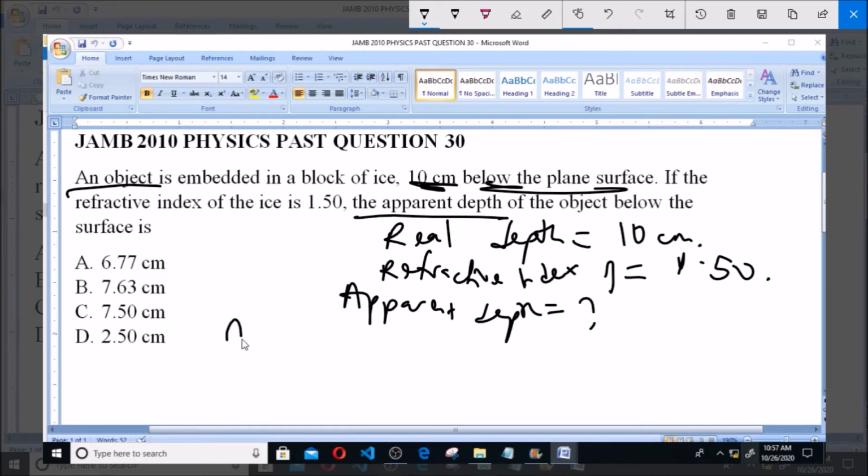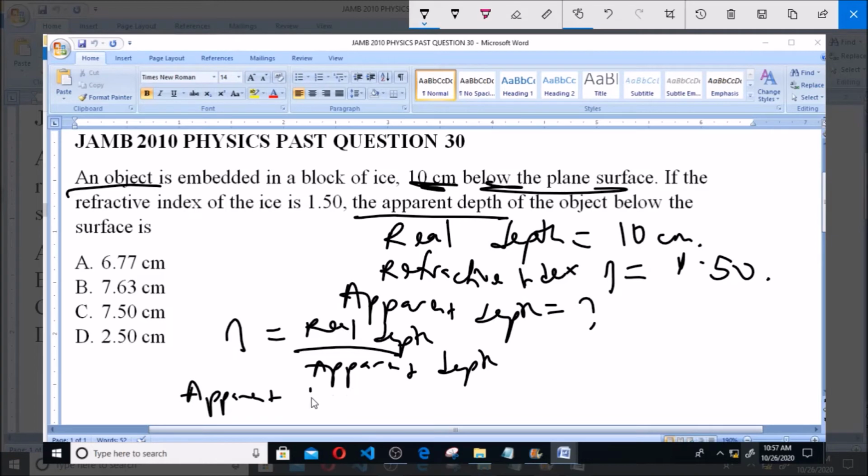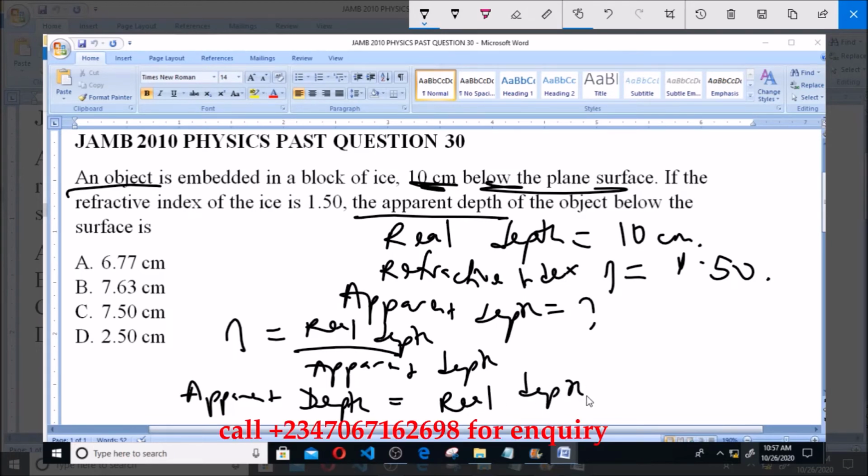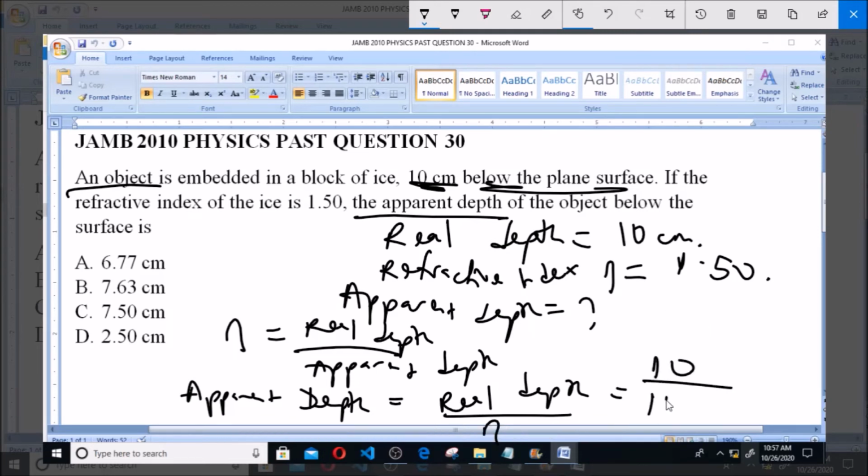Now refractive index is equal to real depth over apparent depth. So we are looking for apparent depth, remember. So if you make that the subject of the formula, apparent depth will be equal to the real depth over refractive index, and our real depth is equal to 10 and our refractive index is 1.50. So if you divide that, you have 6.77 centimeters.